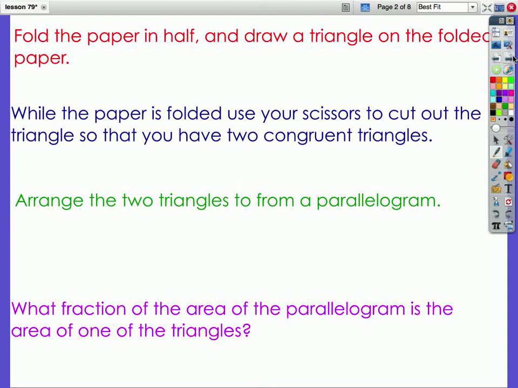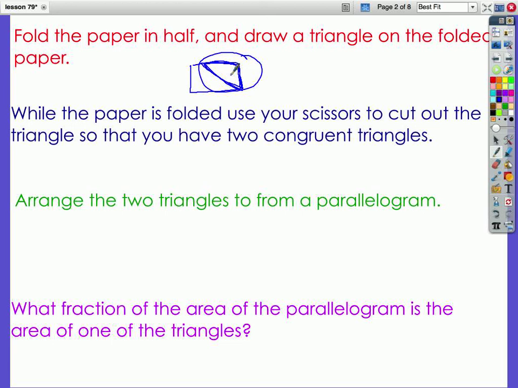It doesn't matter. After you draw the triangle, while the paper is folded, use your scissors to cut out the triangle so that you have two congruent triangles. I took my paper, folded it in half, and drew a triangle. I'm going to keep it folded and cut it out so that I have a triangle. If I need to do any more cutting so I have two triangles, I do it. You should have two congruent triangles, two of the same triangle. That's why I fold the sheet in half.